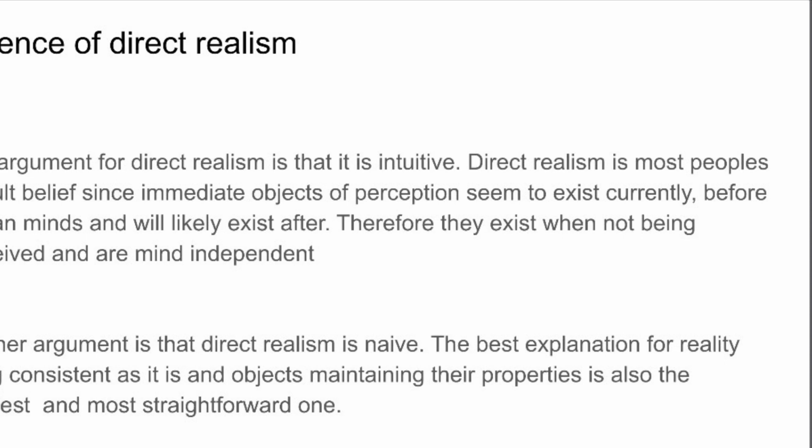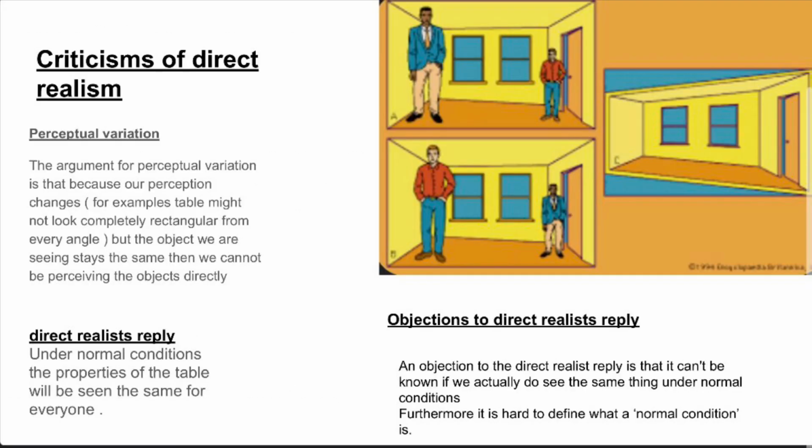common view. The argument for perceptual variation is that because our perception changes, but the object we are seeing stays the same, then we cannot be perceiving the object directly. The direct realist reply to perceptual variation is that under normal conditions, the properties of the table are seen the same for everyone. However, it can't actually be known if this is true, and it's also hard to define what a normal condition actually is.